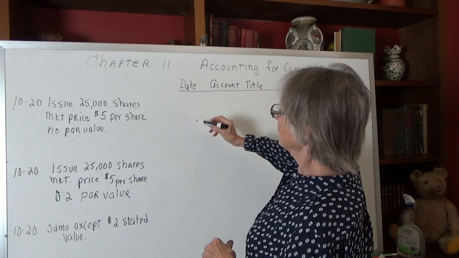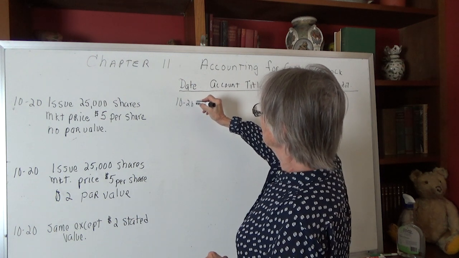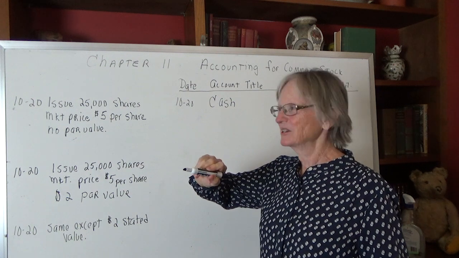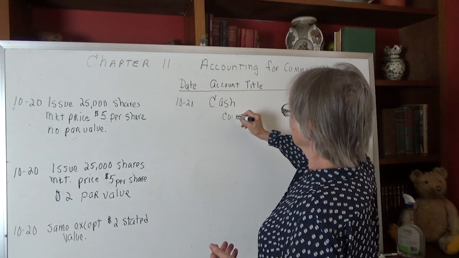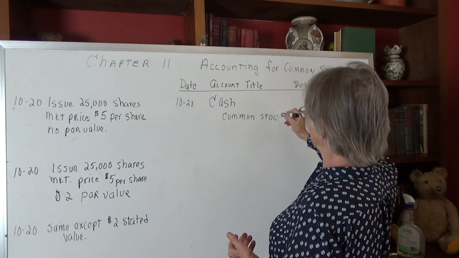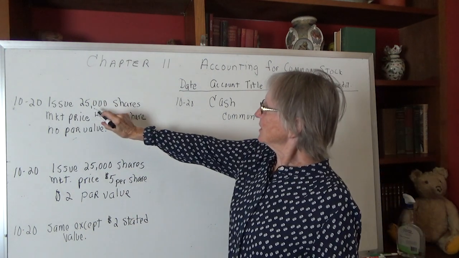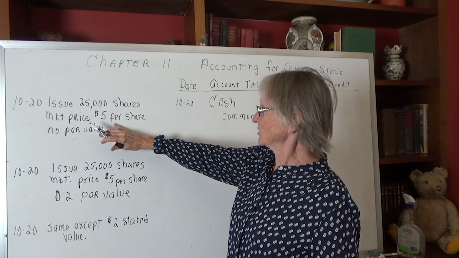So we know, okay, we get the date. We know we're going to be getting cash, so we can get that out of the way. And then we're probably going to be issuing some common stock. So it would make sense to put that down. Now, how much are we doing? Well, 25,000 shares, and the market price per share is $5 a share.